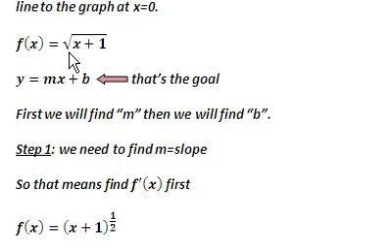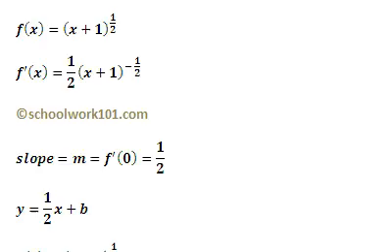And so what I'm going to do here is get this out of radical form, put it in exponential form, and then we're going to take the derivative. So that means I'm going to take this 1/2, bring it out front, rewrite everything in parentheses, subtract 1 from the half, you get negative 1/2. And now we're going to plug 0 into our derivative, and when we do, we end up with 1/2.